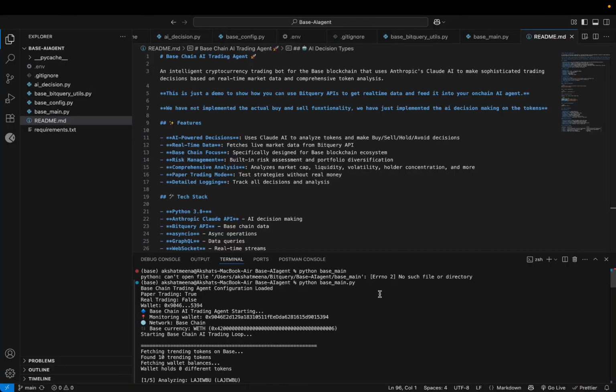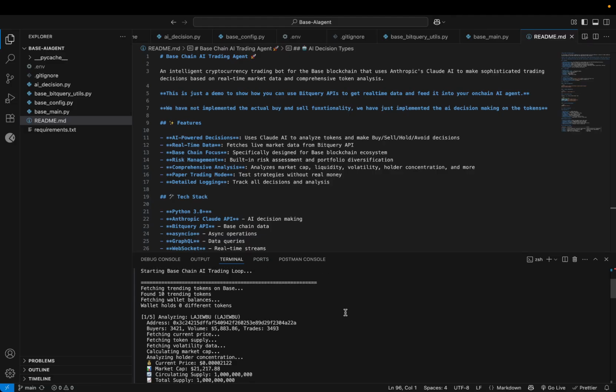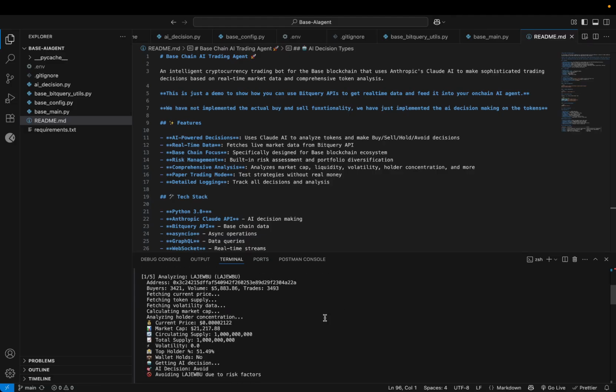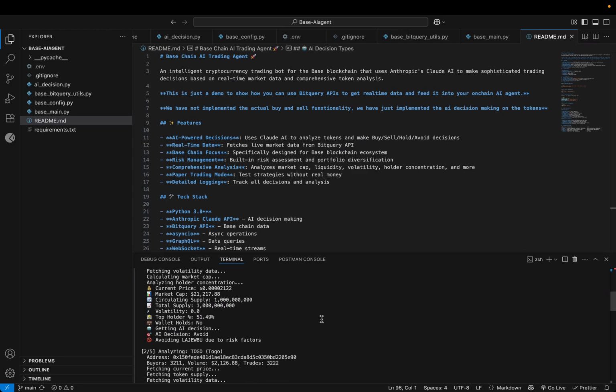Here's the magic in action. The agent starts by fetching trending Base tokens using our DEXTradeByTokens API. For each token, it gathers comprehensive data: current price, market cap, total supply metrics, trading volume and unique buyers, volatility analysis, and holder concentration to detect whale risks.